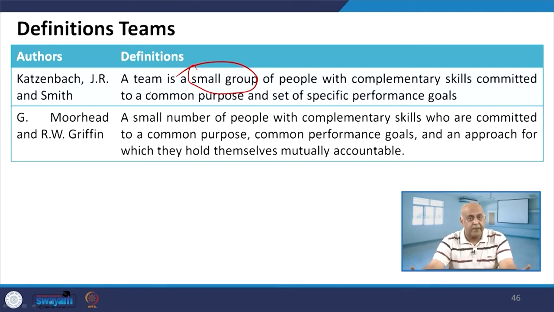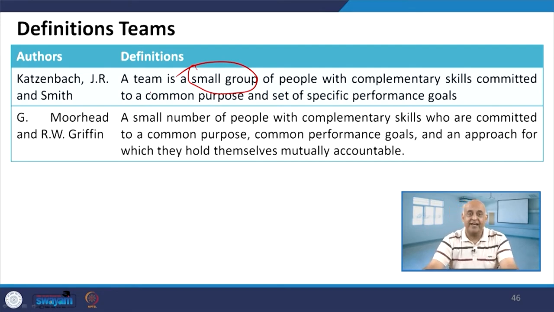Now, for that common purpose, if we are talking about the overall organization, a multinational company, then this small group will be a much larger group. But when we talk about a section of that multinational company, then it will be a small group. So, again, it is a common purpose and a specific performance goal. Once the goal has been achieved, that particular team will stop functioning.